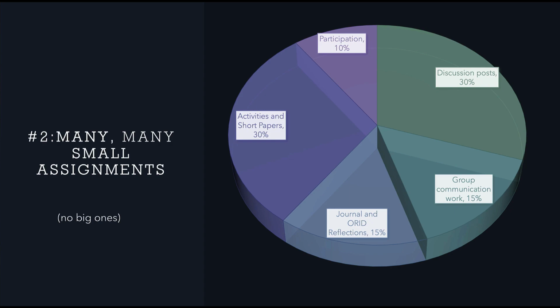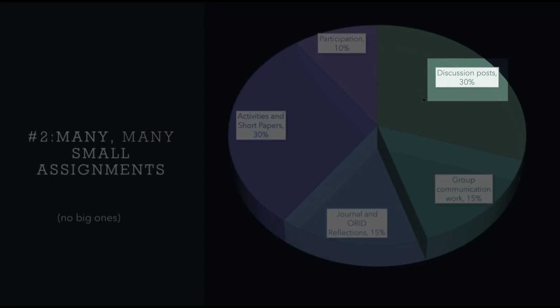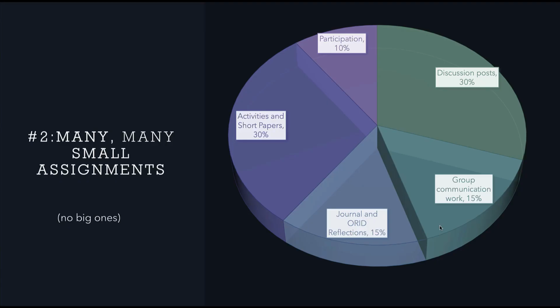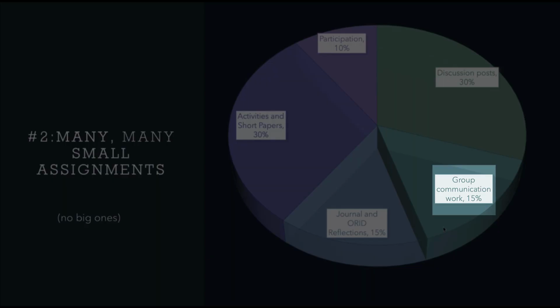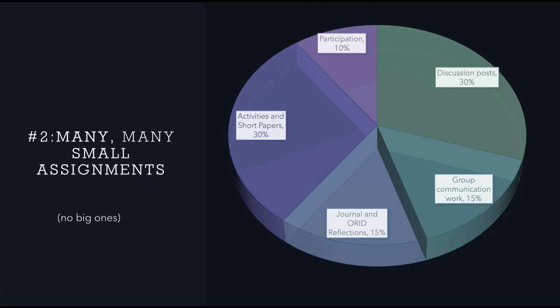You'll be doing discussions and posts. That's 30% of your grade. You'll be doing some group communication work. We'll talk more about this in a moment, but essentially you will be meeting with a group of 2 or 3 other people in your class once a week, weeks 2 through 5. Synchronously, you'll be meeting and you'll be learning with that group and writing some reflections on that.